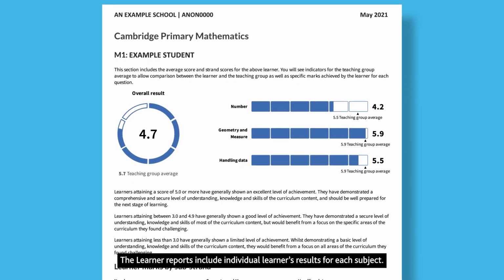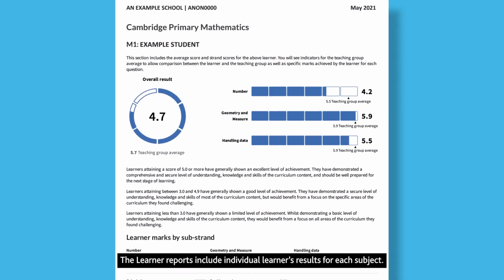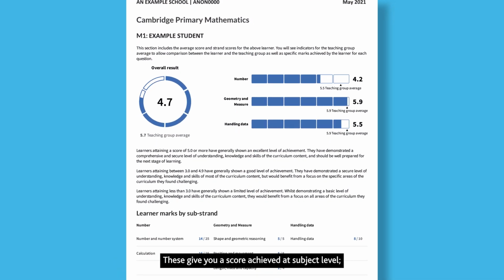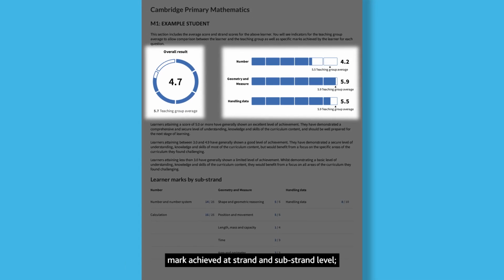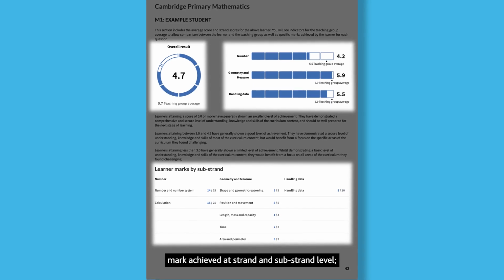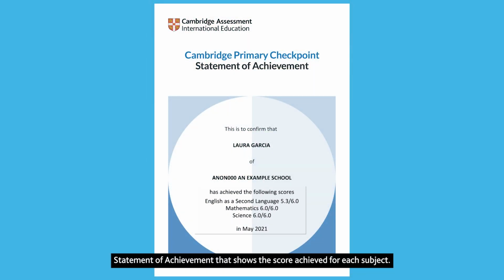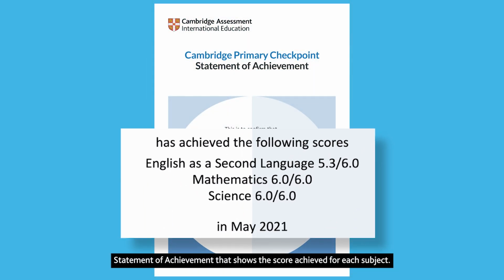The learner reports include individual learners' results for each subject. These give you a score achieved at subject level, mark achieved at strand and substrand level, and a statement of achievement that shows the score achieved for each subject.